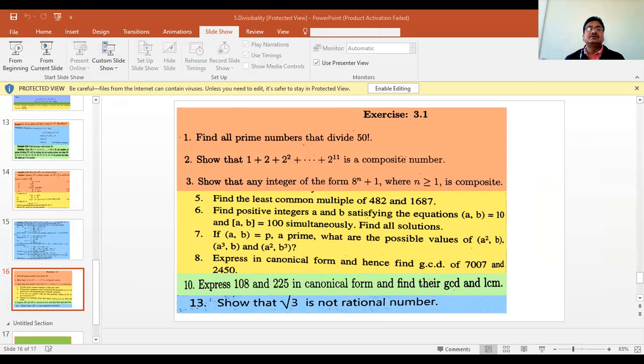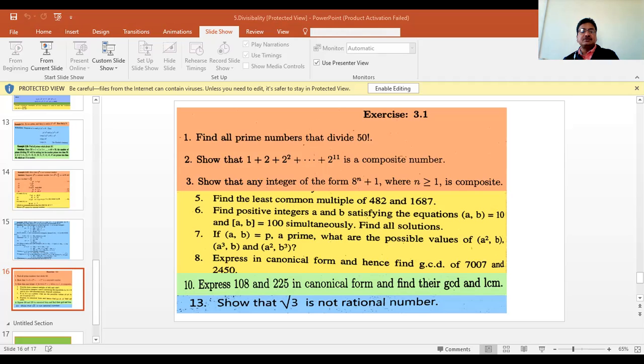Before that, solve all these examples, that is find all prime numbers that divide 50 factorial and all these problems. Find the least common multiple, that is the LCM of these two numbers. Find the greatest common divisor. We can also find the least common multiple by using the formula that depends on the greatest common divisor. This is the formula for the least common multiple.